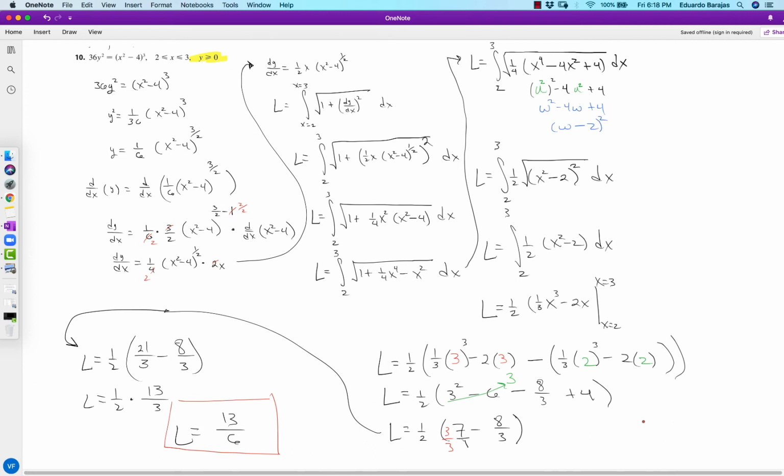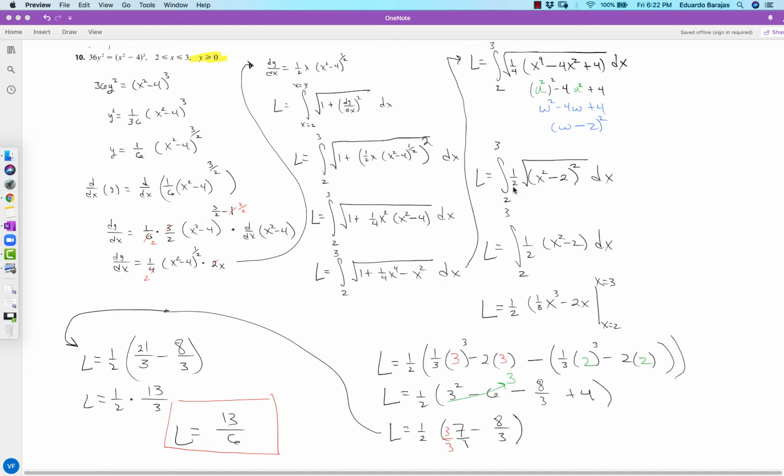Okay, so we were able to use our original equation, solve for y, take the derivative with respect to x, and then we can plug it into our formula. So the formula is actually not that bad once we derive it. Hopefully the homework problems won't be so bad.